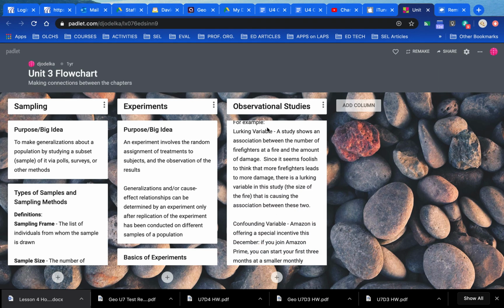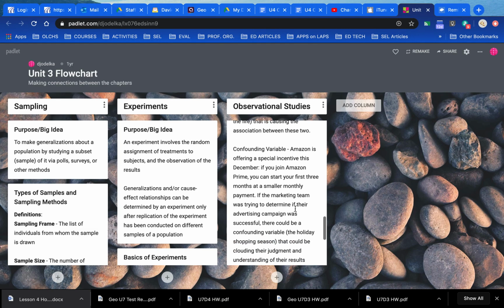Okay, to explain that a little better, let's say you're reading a study and it says there's an association between the number of firefighters at a fire and the amount of damage. If you were to just read that, it might sound like more firefighters there are causing more damage. That doesn't make sense, because what's really going on is that probably more people were called to the scene because it was a bigger fire. So there's something going on behind the scenes that's causing an association, but it doesn't mean one is affecting the other.